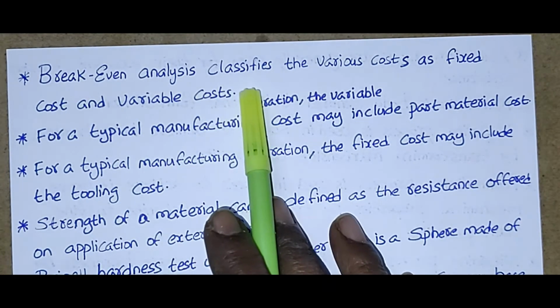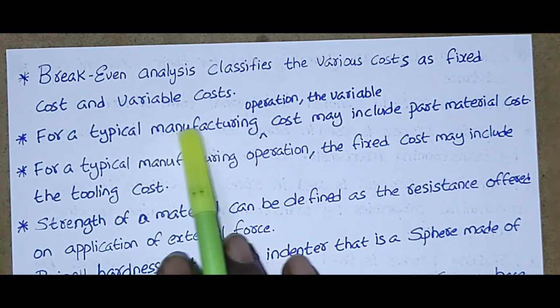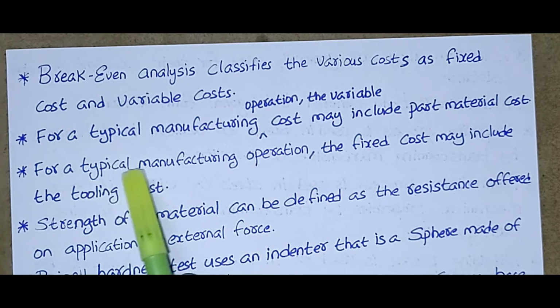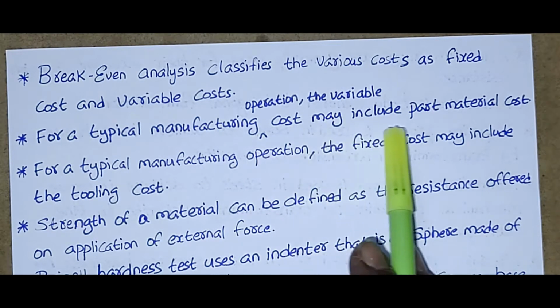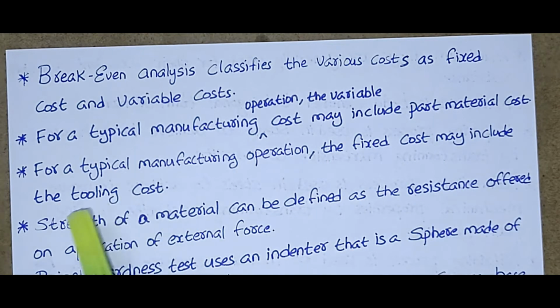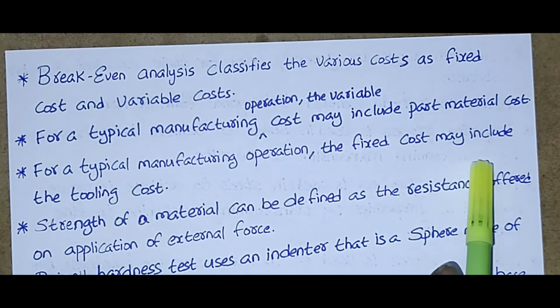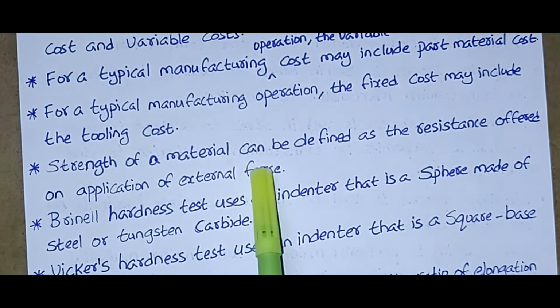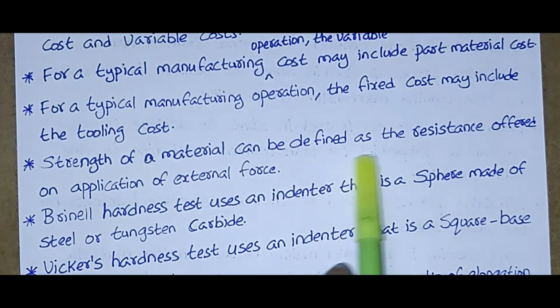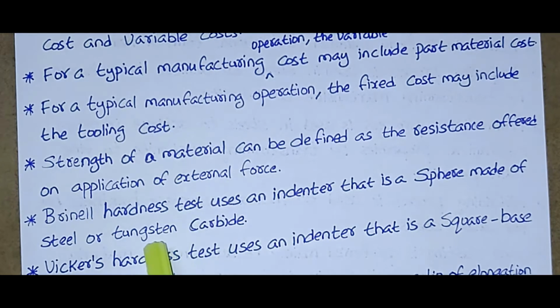Break-even analysis classifies the various costs as fixed cost and variable cost. For a typical manufacturing operation, the variable cost may include part material cost. The fixed cost may include the tooling cost. Strength of a material can be defined as the resistance offered on application of external force.